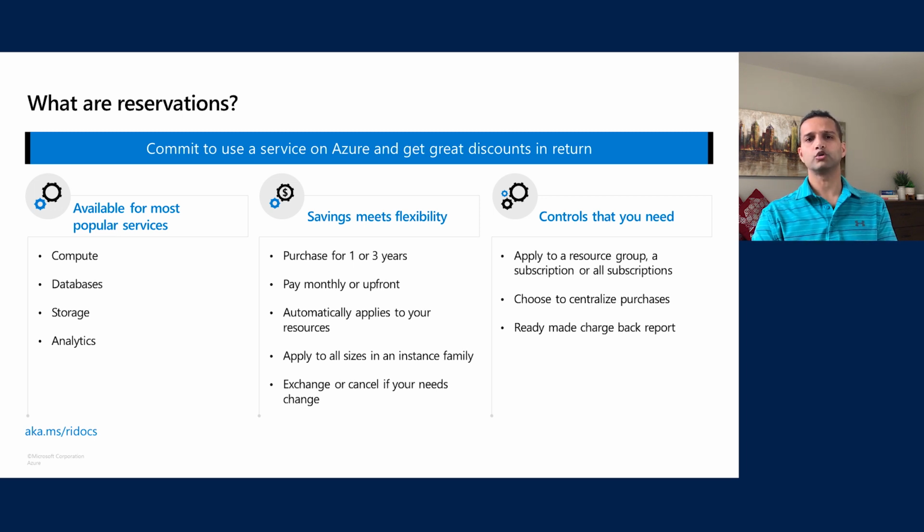And then it gives you the controls that you need. You can apply to a resource group, a subscription, an EA, or a billing group, billing profile. You can choose to centralize the purchases, so only your billing admins or purchasers can purchase the reservations. And we provide ready-made showback, chargeback reports that can be consumed by your FinOps for cost reporting.